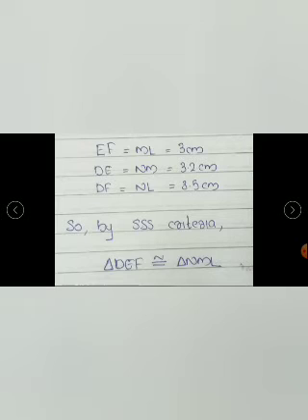Then by SSS criteria, we can say the two triangles are congruent. So how are we writing the congruence relation? Triangle DEF is congruent to triangle NML. So you have to check whether you are getting the corresponding parts: DE, NM; EF, ML; DF, NL. So by SSS criteria, we proved that two triangles are congruent.